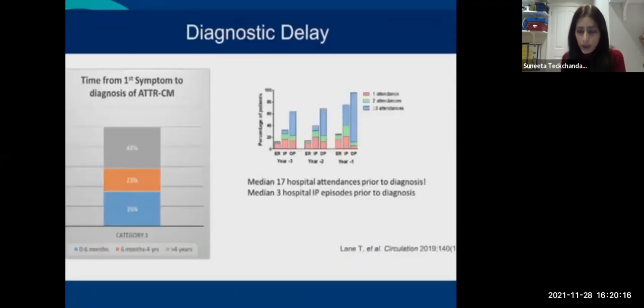And unfortunately, there's a huge diagnostic delay. More than 40% of patients are waiting for more than 4 years to get it diagnosed. The graph on the right side shows the blue bars say more than 3 attendances, so they had at least more than 3 attendances before they were diagnosed. And around a median of 17 hospital attendances prior to diagnosis for these patients. Next slide, please.